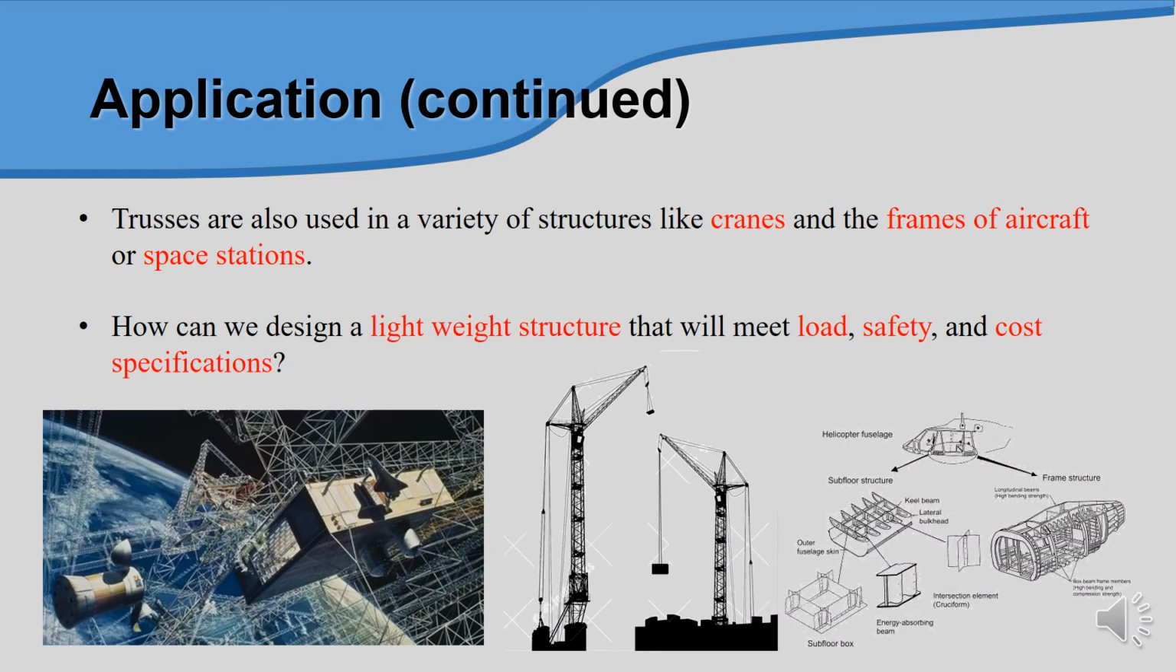Trusses are also used in a variety of structures like cranes and the frame of aircraft or space stations. So the question is, how can we design a lightweight structure that will meet load, safety, and cost specifications?